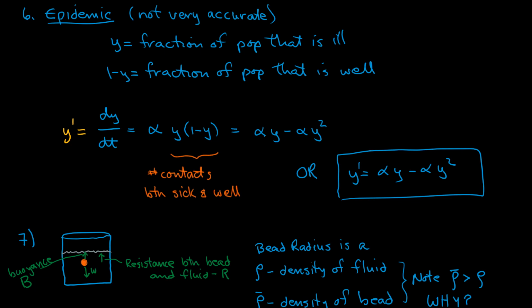Basically, a simple model of how fast it is spreading is going to be a coefficient that deals with how readily it spreads from one person to another times the number of contacts between well and sick people. If you distribute the alpha and the y, you get alpha y minus alpha y squared, which gives us then the equation over here to the far right, y prime is equal to alpha y minus alpha y squared.